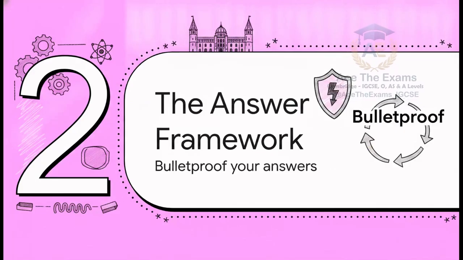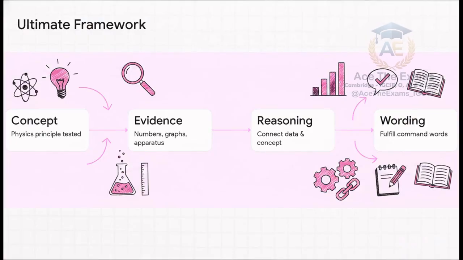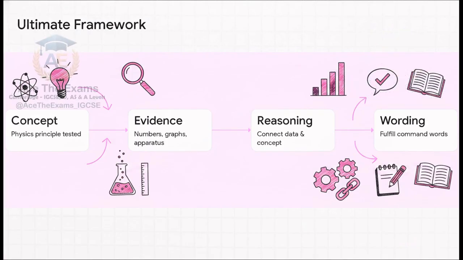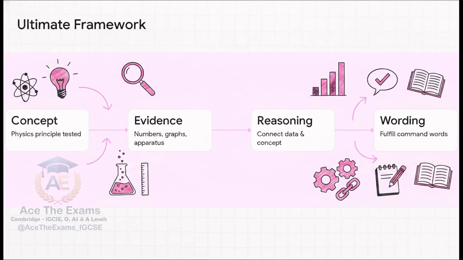Section 2. The Ultimate Answer Framework. Okay, this is the elite 4-step Cambridge framework. It is designed to totally bulletproof your answers. It takes your raw physics knowledge and shapes it into exactly what the mark scheme is begging for.